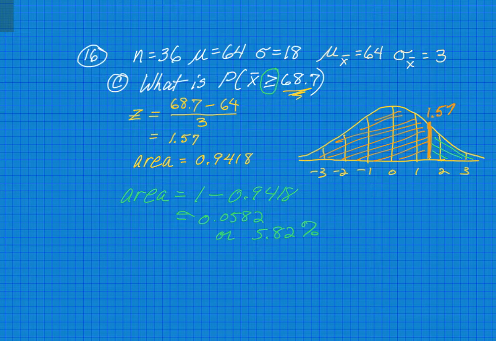5.82%. By the way, if I ever rush through something like taking a z-score and finding the area from the z-table and you're not comfortable with that, go back and watch one of the other videos in which I discuss how to read a z-table.